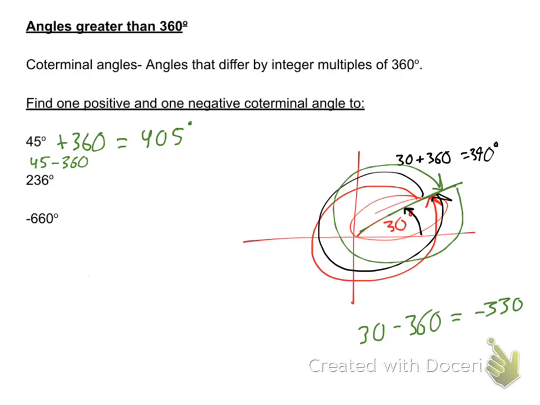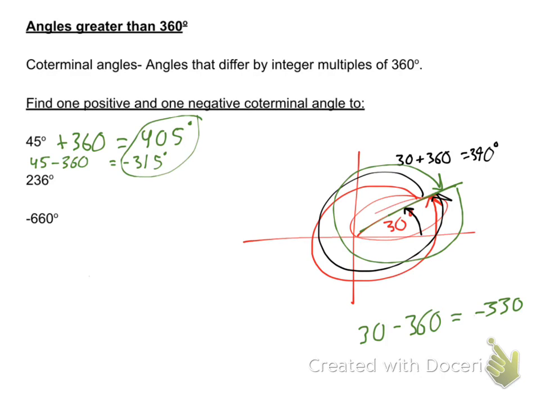Because when we get down to that last problem, I'll explain that. So 45 minus 360 should be a negative 315. So negative 315, I found a positive and I found a negative. Positive and a negative coterminal angle.